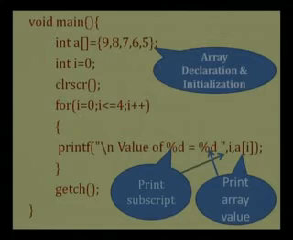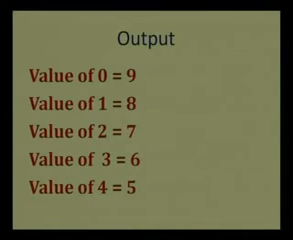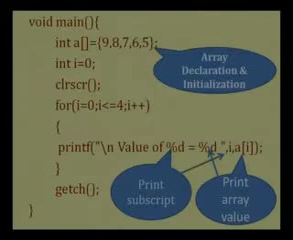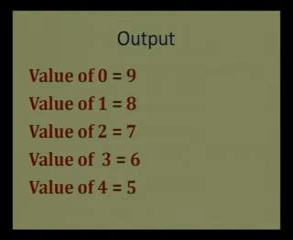Now it increments by 1, that is 5. It checks whether 5 is less than or equal to 4, no, so it breaks the loop, gets out of the loop and prints the output: value of 0 equal to 9, value of 1 equal to 8, value of 2 equal to 7, value of 3 equal to 6 and value of 4 equal to 5. That is the basic example of an array: how to declare, how to initialize, and how to print the array's element values on the console.